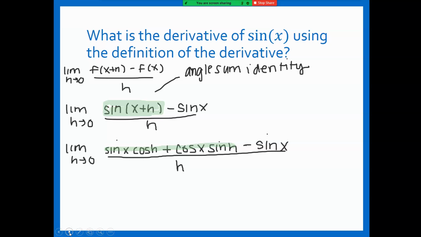You only have to know it for this proof right now. Once we prove the derivative of sine and cosine, you never have to prove it again. So we're just proving why the derivative is the derivative.